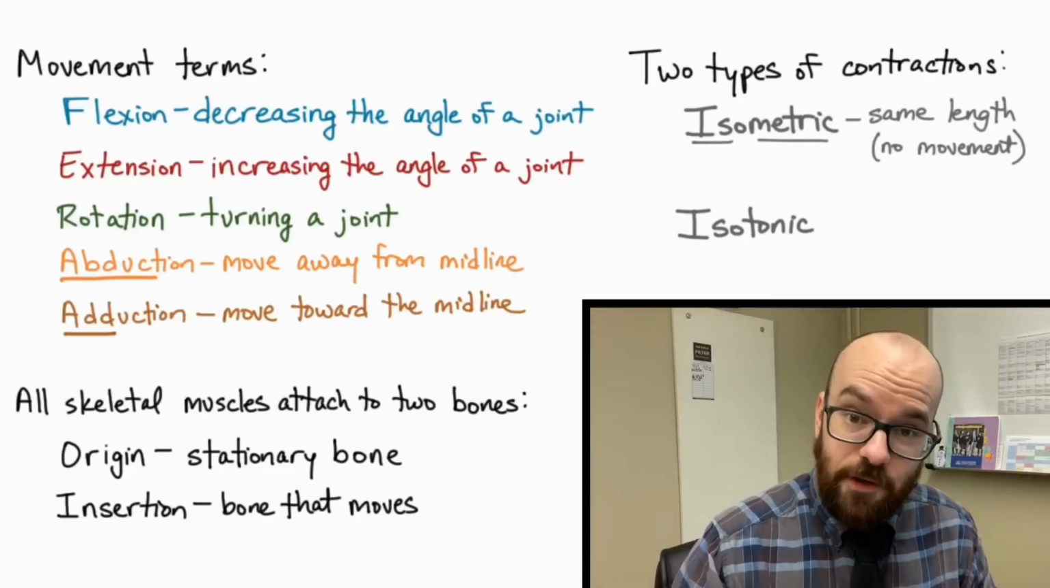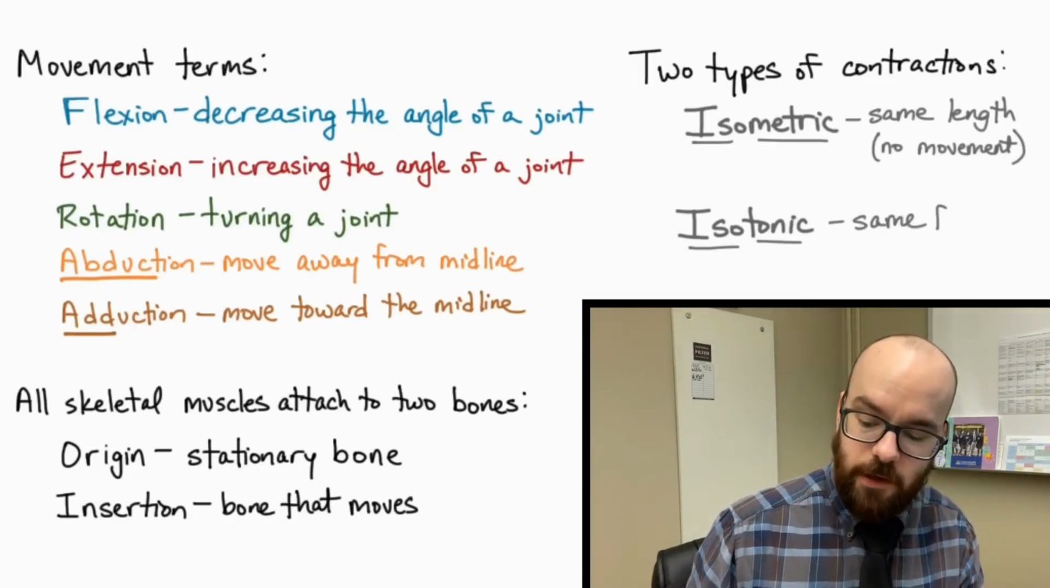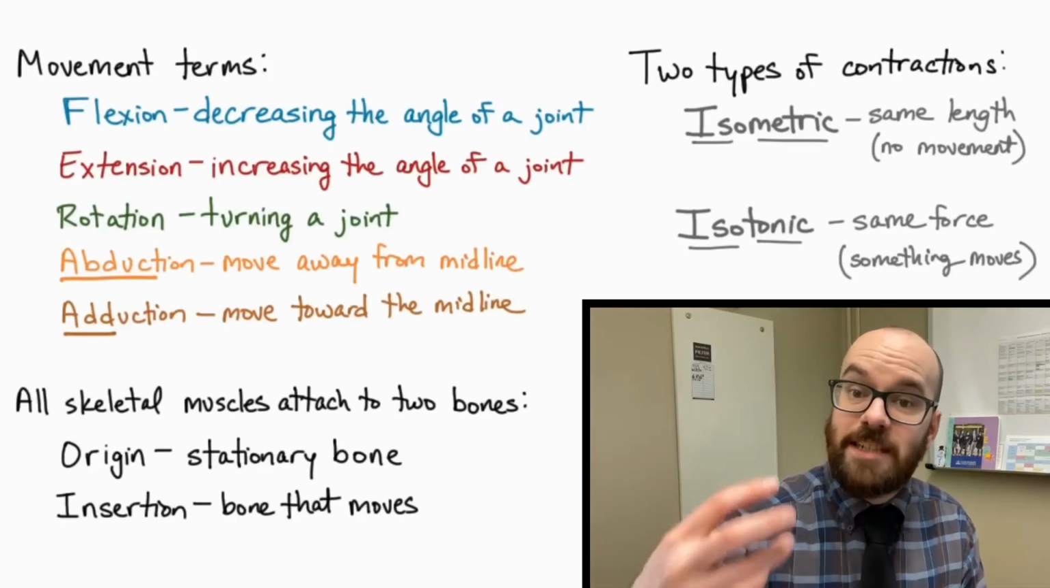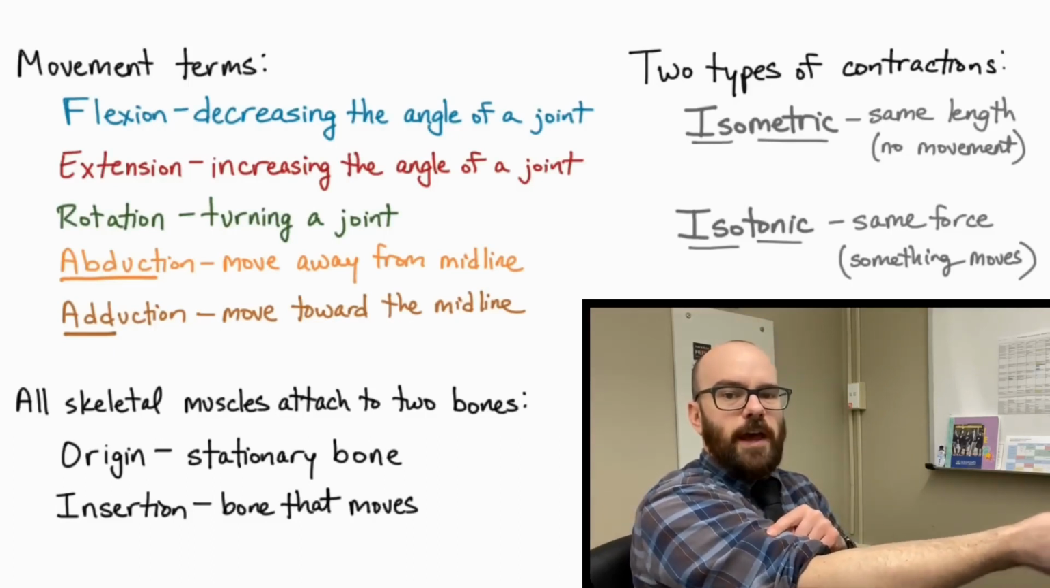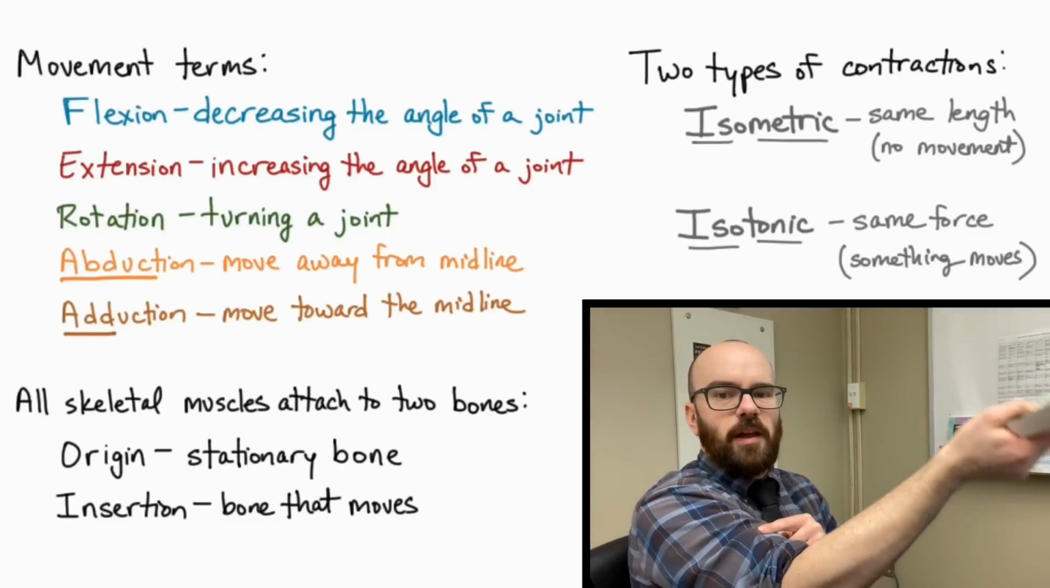The opposite type of contraction is isotonic, and we're going to look at more isotonic contractions throughout this video. Isotonic means the same force, and this is going to be when there is movement happening. So for example, if I'm lifting up this book and I contract my bicep to do that, I'm applying the same force onto this book as I lift it up.